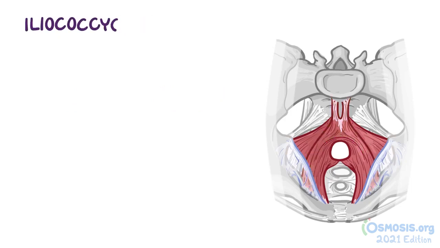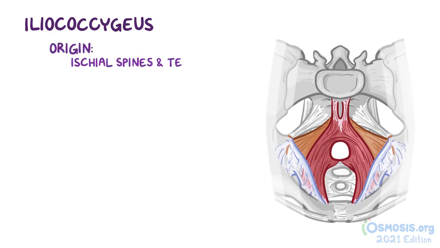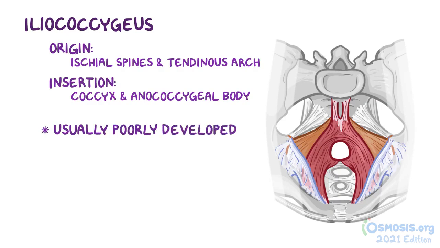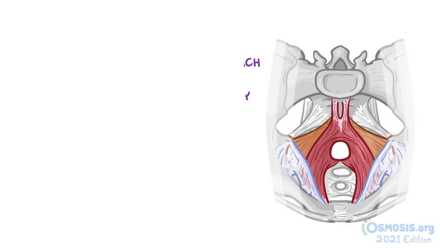Finally, there's the iliococcygeus, which is the posterolateral part of the levator ani. This part arises from the ischial spines and tendinous arch, and inserts on the coccyx and anococcygeal body. It is usually thin and poorly developed, and it usually looks like a fibrous tissue rather than muscle fibers.